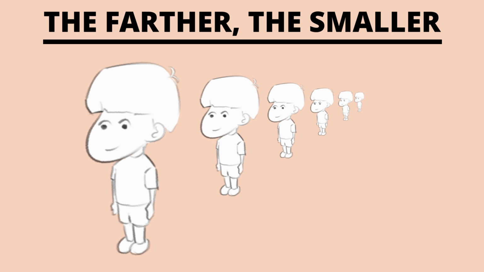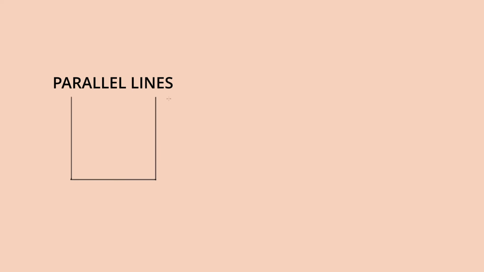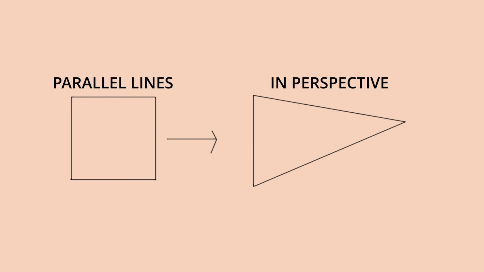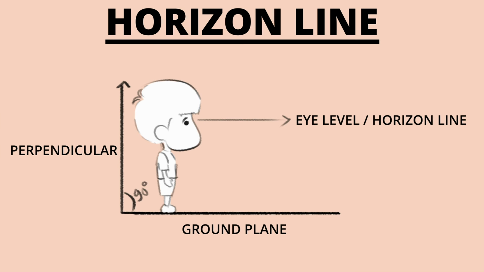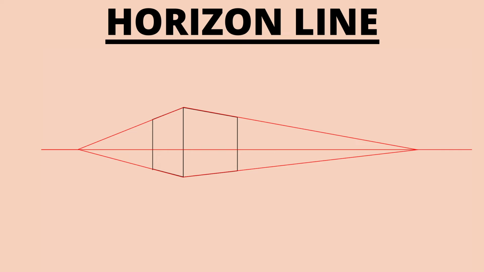Again, it's only an illusion, they don't really get smaller. 2 parallel lines, when seen from an angle, will seem to merge at a point. This point is called the vanishing point. Every object has its own set of vanishing points. If the objects are perpendicular to the ground plane, which is the ground that you are standing on, then the vanishing point of that object will fall on a horizontal line called the horizon line.